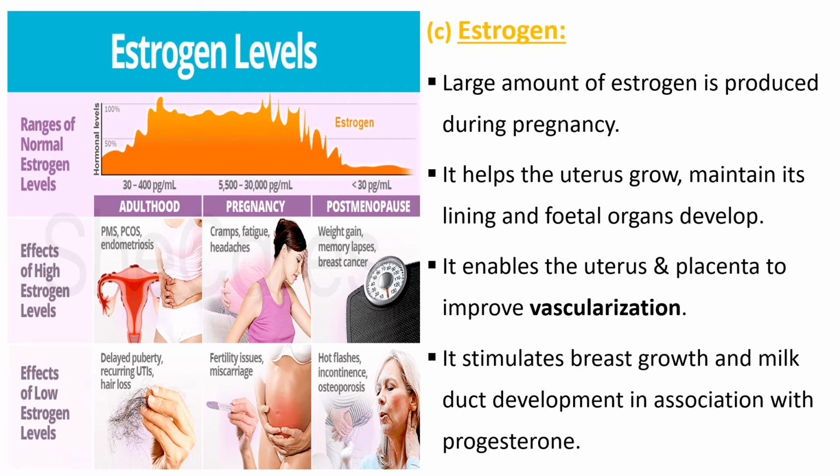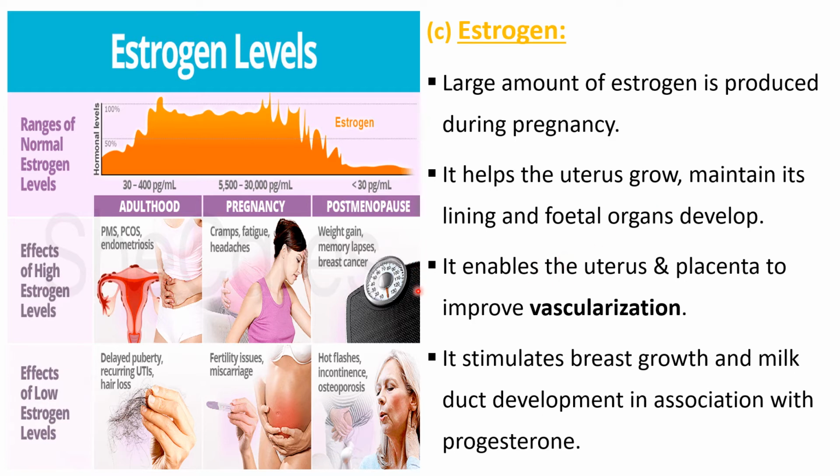Another hormone is estrogen. During the pregnancy, large amounts of estrogen are produced. It helps the uterus grow, maintain its lining, and fetal organs develop. Here, estrogen is essential for growth of the uterus, then maintaining the lining, a mucosal layer of the uterus, which is newly formed especially during the pregnancy, and development of the organs in the fetus.